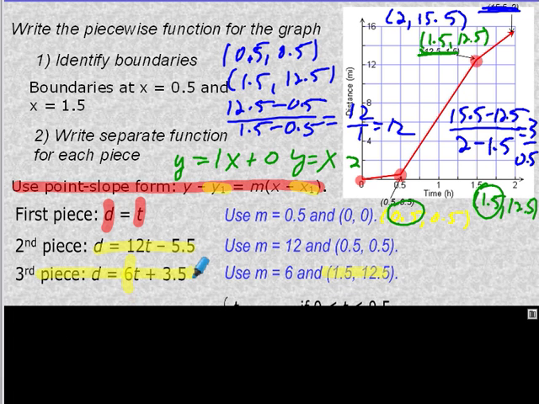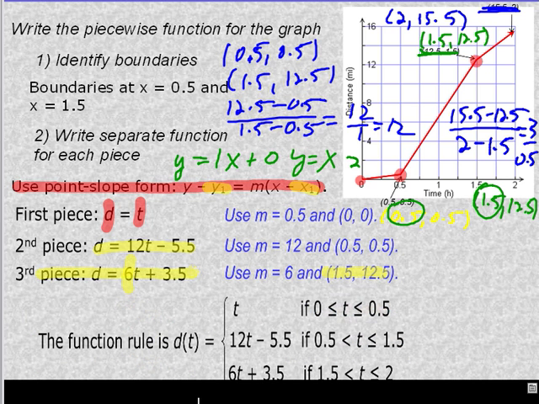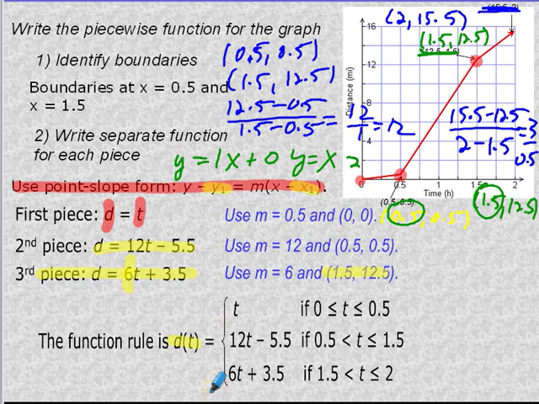So we have our equations. We're going to create our rule. D of t equals brace, squiggly brace, and then the first piece. So notice the d of t, you don't actually write this again. This is covered by this. So you're just going to write the right half of all these equations. So it's going to be t. When is it t? It's t between 0 and 0.5. And they did include 0.5 with this piece.